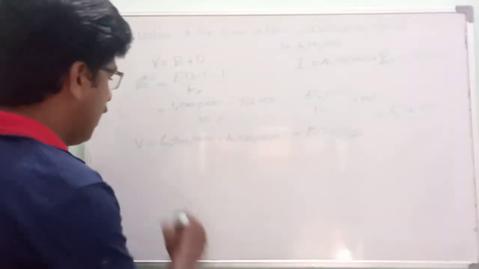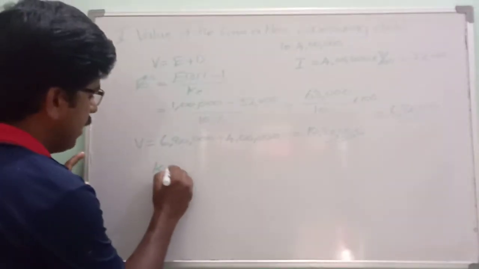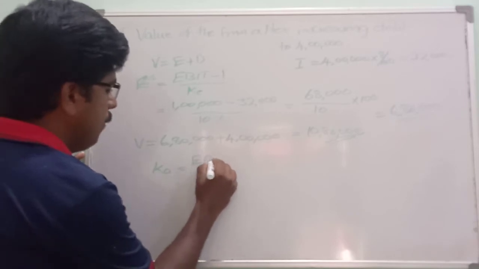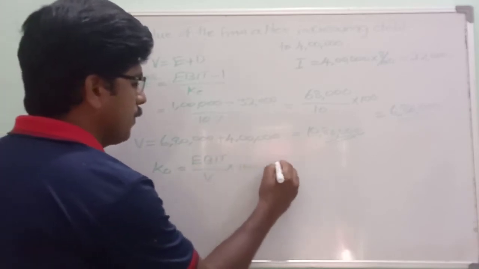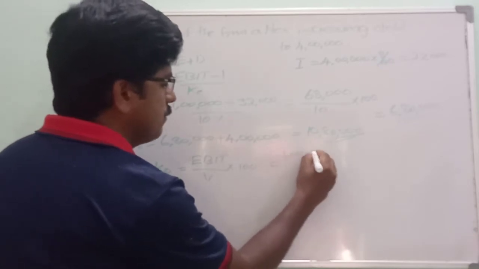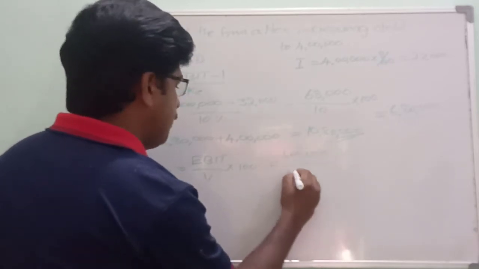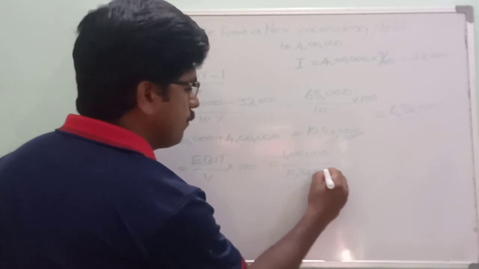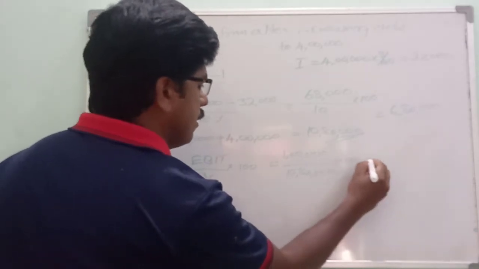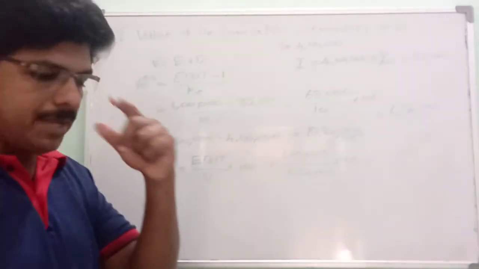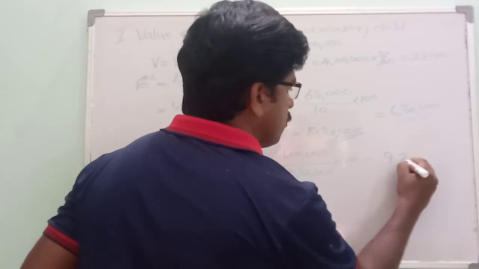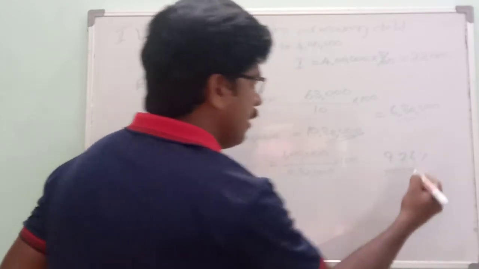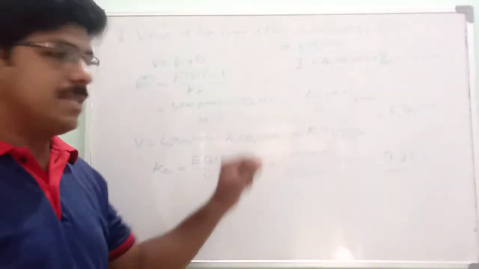Then calculate KO. Overall cost of capital KO is equal to EBIT divided by V into 100. EBIT same 1 lakh rupees divided by 10,80,000 rupees into 100. 1 lakh divided by 10,80,000 into 100, that's equal to 9.26%. Okay. നമുക്ക് അതിന്റെ ഡിഫറൻസ് നോക്കാം.